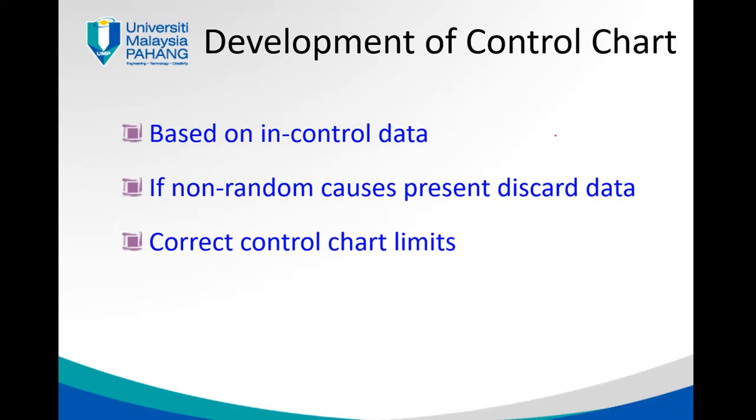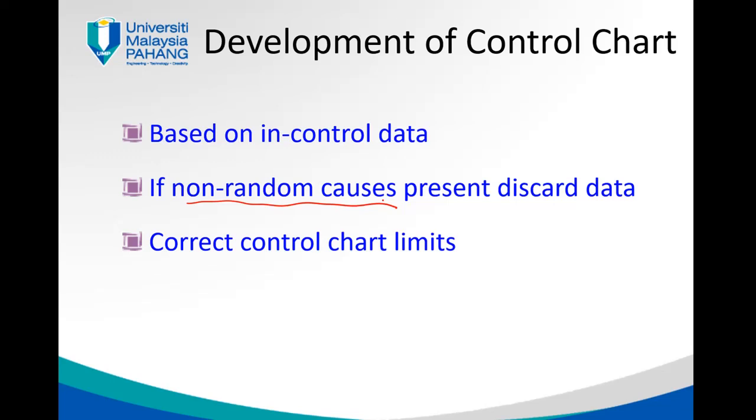In-control data means that the data we collected was taken while the machine was in normal operation. If we know that the process is not behaving normally, we cannot collect the data during that time. If non-random causes are present, discard the data. If we know that non-random causes appear, we need to remove the data from our consideration.